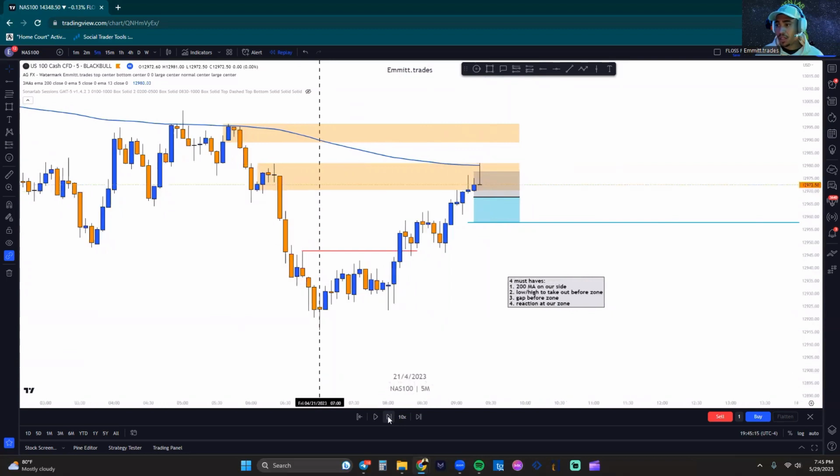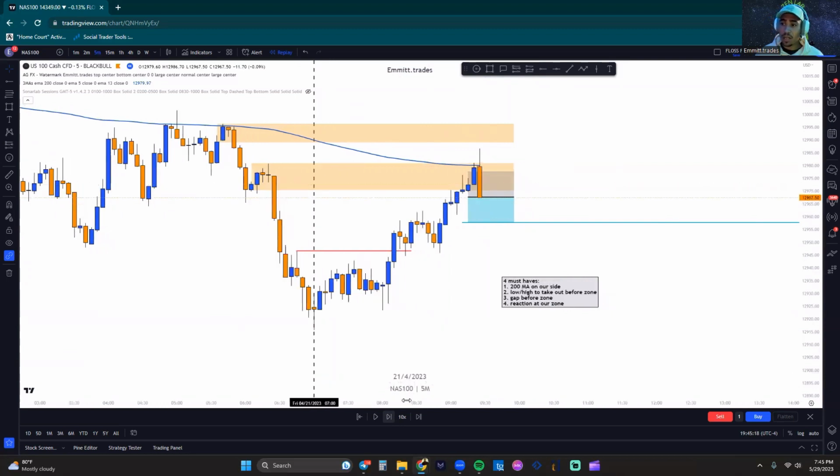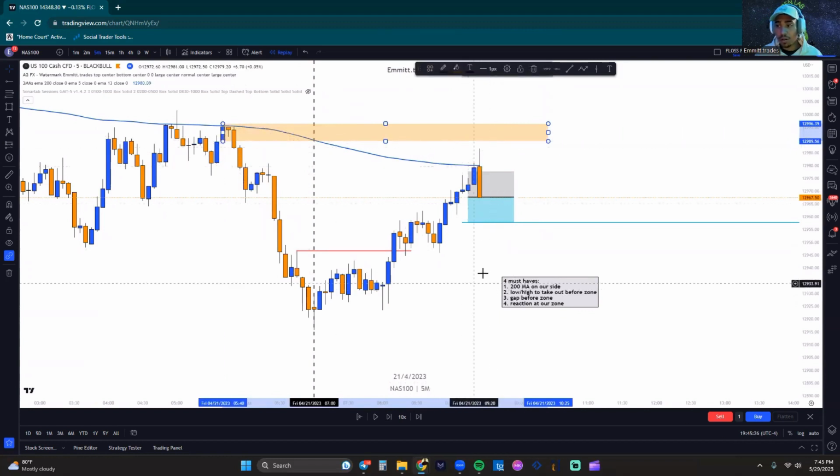Still not yet. Okay, we're just going to violate this zone altogether. So this zone got completely violated. We obviously can't trade off of this zone now. Now, if we were to come up into this higher zone, I will take the trade. If we don't, then I just don't want to take the trade. We'll move on to the next day.